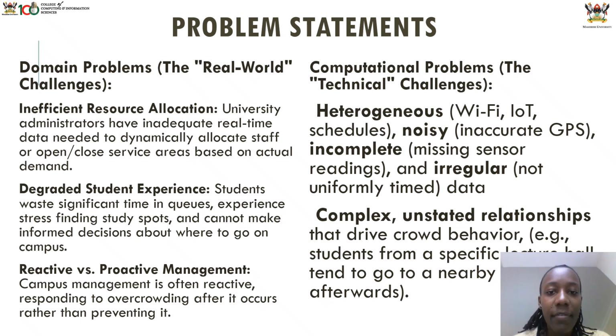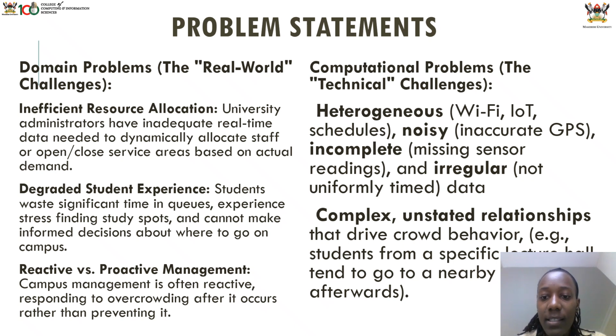by preventing it. And then the computational problems, these are basically the technical challenges, like heterogeneous data that is different: Wi-Fi, IoT sensors, event schedules. And you find that it's noisy and inaccurate, like inaccurate GPS locations. You find that it is incomplete, like sensor readings may be missing, and irregular, non-uniform. And then we also have context and implicit relationships.